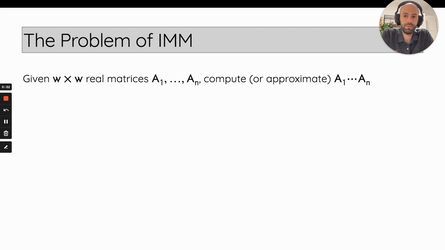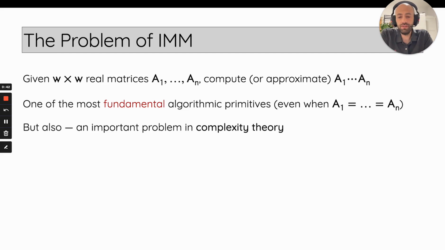So what's our problem? We're given W by W real matrices A1 up to AN, and we wish to compute or approximate their product. It's obviously a very natural and fundamental algorithmic primitive. And also, for numerous reasons, it's an important problem in complexity.